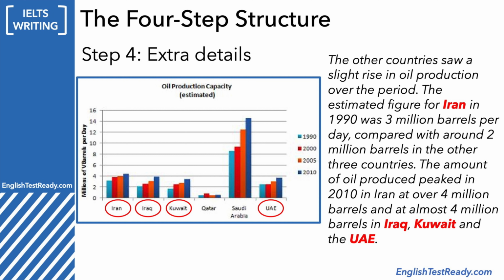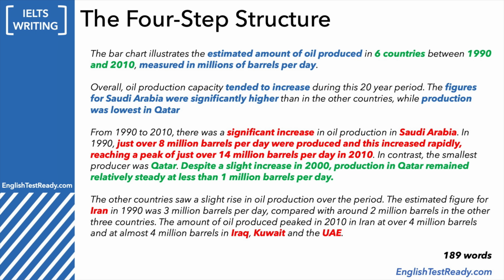The other countries saw a slight rise in oil production over the period. The estimated figure for Iran in 1990 was 3 million barrels per day, compared with around 2 million barrels in the other 3 countries. The amount of oil produced peaked in 2010 in Iran at over 4 million barrels, and at almost 4 million barrels in Iraq, Kuwait, and the UAE. Okay, and here is the answer in full. In total, this was 189 words, so well above the 150 words mark. So that's a simple 4-step structure.